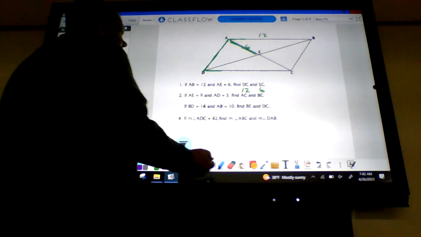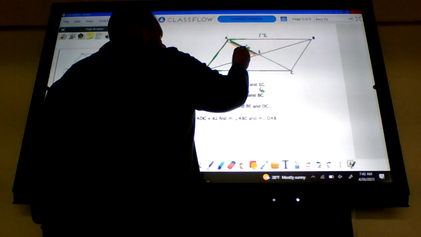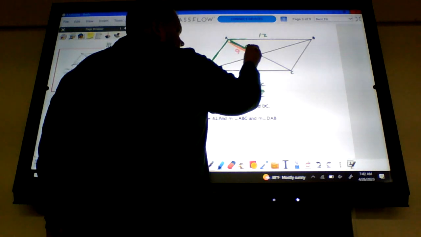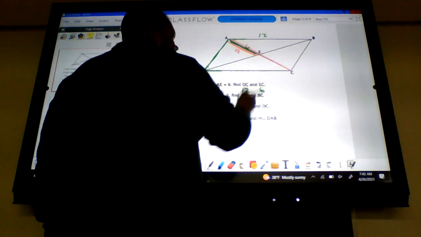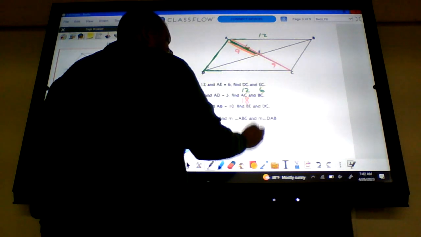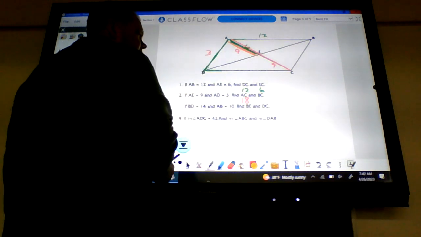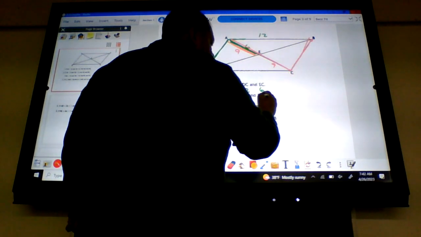Okay, here's another example. This time AE is 9. If AE is 9, remember that is half the length across from A to C. So if I want to look at this entire length, this is going to be 9 as well, and 9 plus 9 is going to give me 18. Similarly, if AD is 3 over here, BC down this side will be 3 as well.